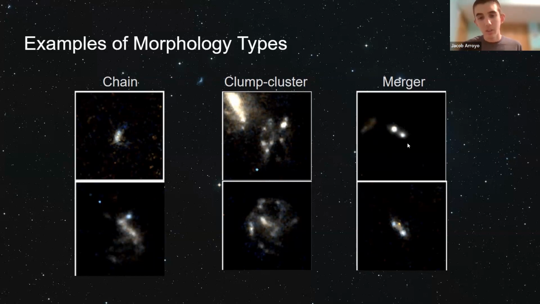Those ones are of interest because they've already collided. So the question is, does this collision and passing through each other kind of shake stuff up and cause star formation to occur?